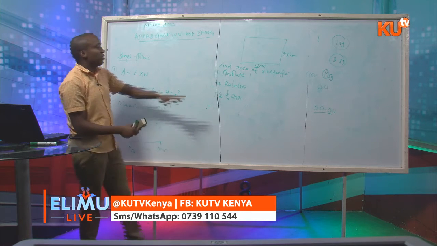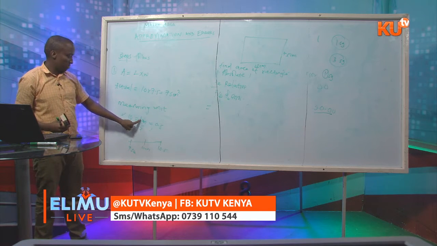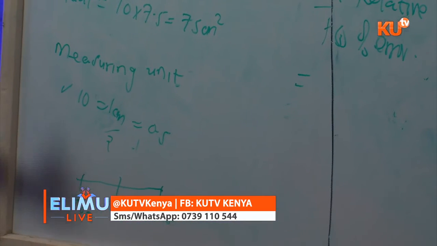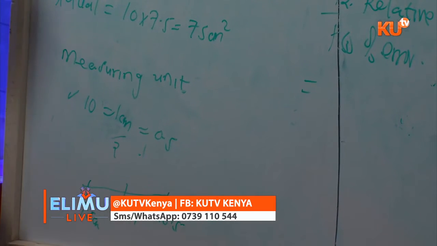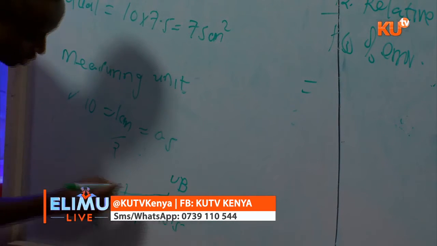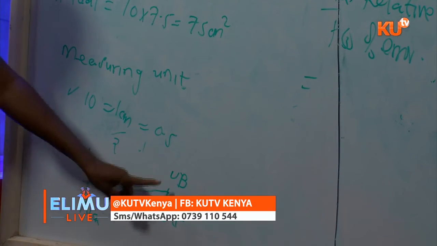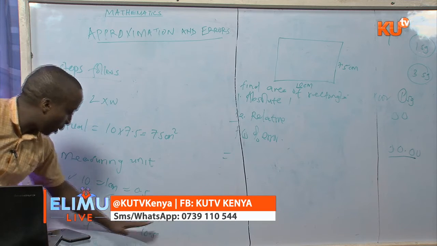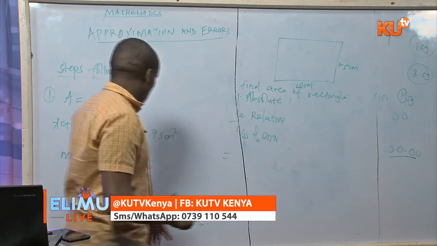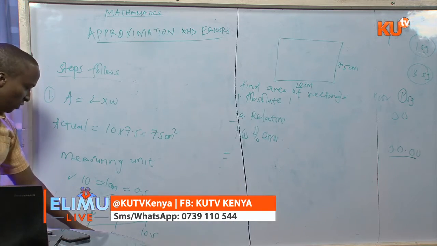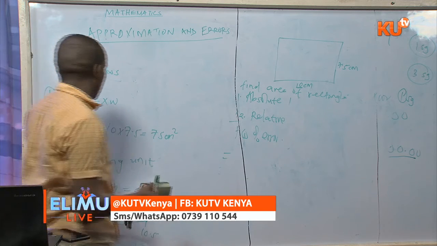So for this length, the measuring unit is 1 centimeter, because we don't have any decimal point, so it automatically becomes 1. You divide by 2 because we have the upper bound and the lower bound. The upper limit of this measurement can go up to 10.5, and the lower limit can go down to 9.5. We go to the other part.